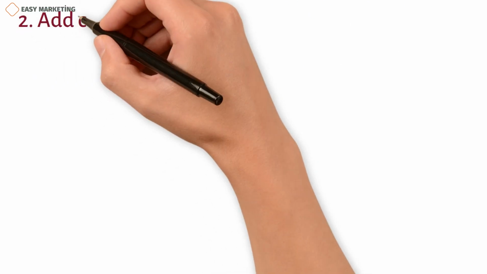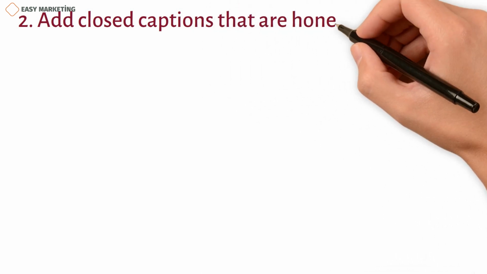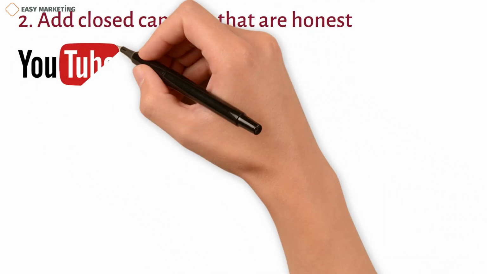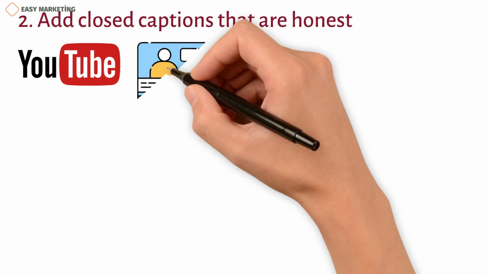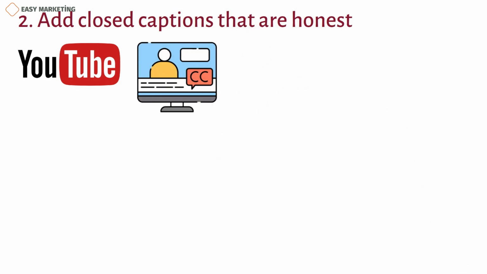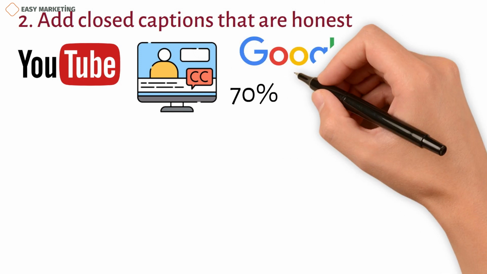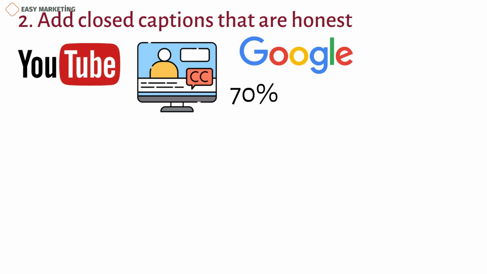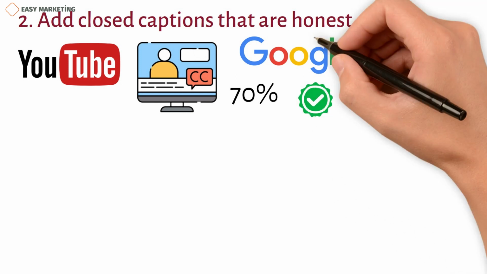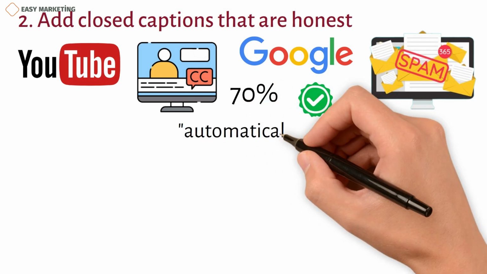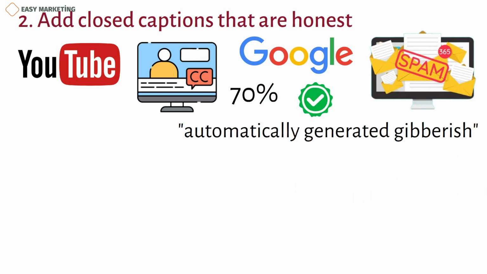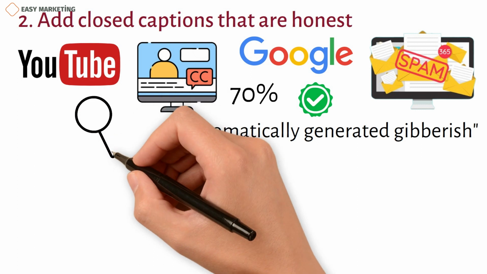2. Add accurate closed captions. YouTube's transcription software makes the captions for your videos automatically, but YouTube's auto subtitles are only about 70% accurate, so the captions are often embarrassing and don't make sense. Google punishes spam and gives points to search results that are useful. Spam is often described as automatically generated gibberish, which is also a good way to describe most auto captions. If you use wrong captions, your YouTube channel could be marked as spam and drop in the search rankings.